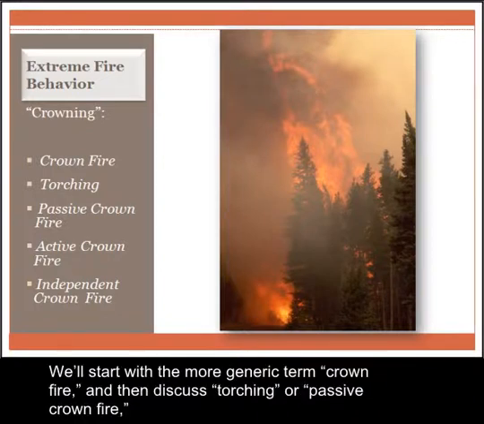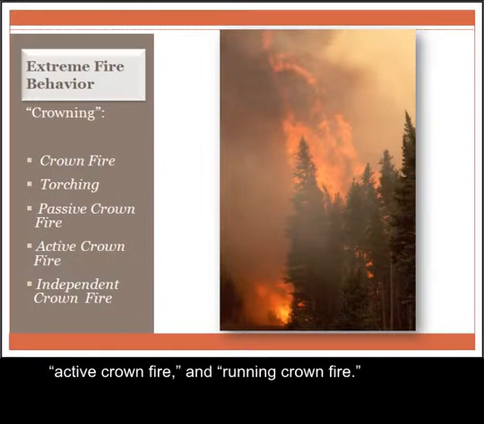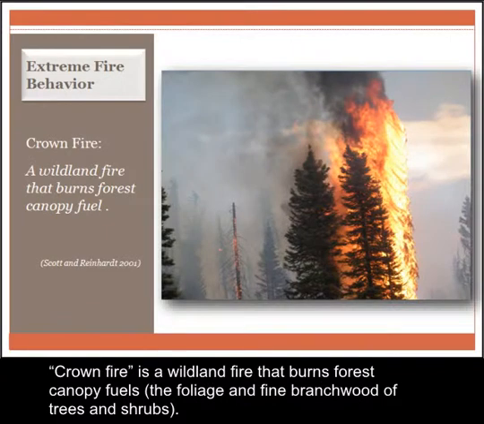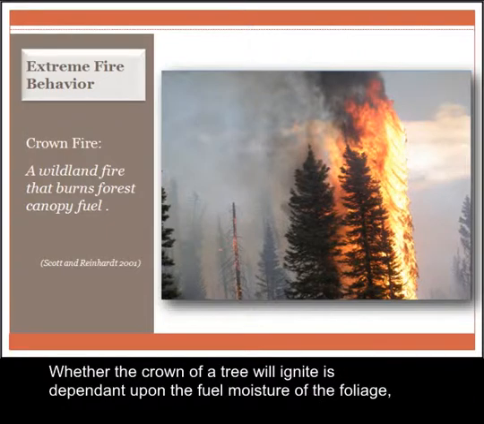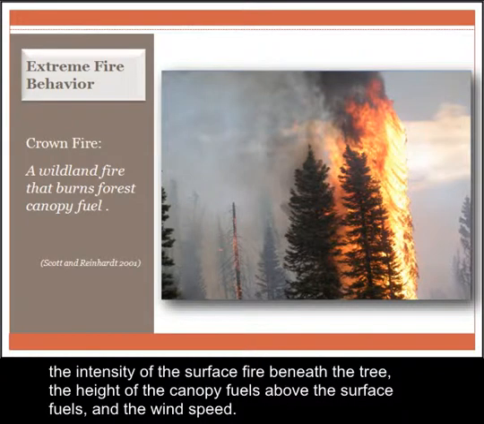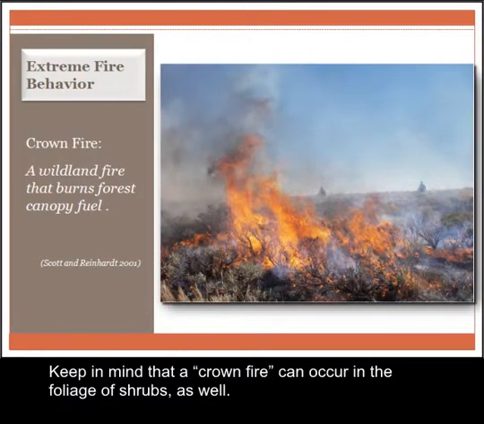We'll start with the more generic term, crown fire, and then discuss torching or passive crown fire, active crown fire, and running crown fire. Crown fire is a wildland fire that burns forest canopy fuels, the foliage and the fine branchwood of trees and shrubs. So it refers to a fire in leaves or needles that form the crown of the plant. Whether the crown of a tree will ignite is dependent upon the fuel moisture of the foliage, the intensity of the surface fire beneath the tree, the height of the canopy fuels above the surface fuels, and the wind speed. Keep in mind that a crown fire can occur in the foliage of shrubs as well.